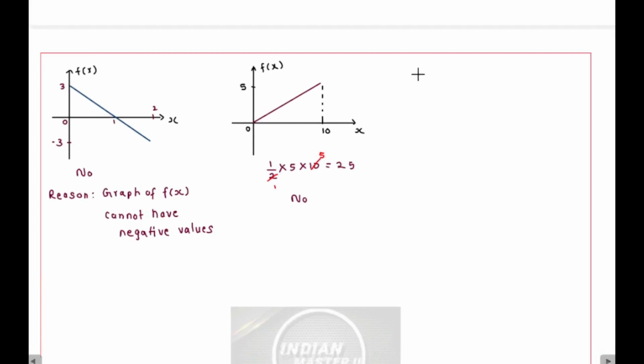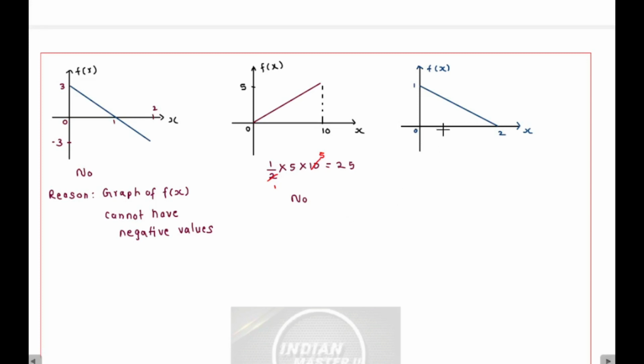Let's take another example. This is again some graph of f of x. This value is 1 and this value is 2. This value is here 0. And I ask you whether this graph y is equal to f of x represents the probability density function of some continuous random variable x.